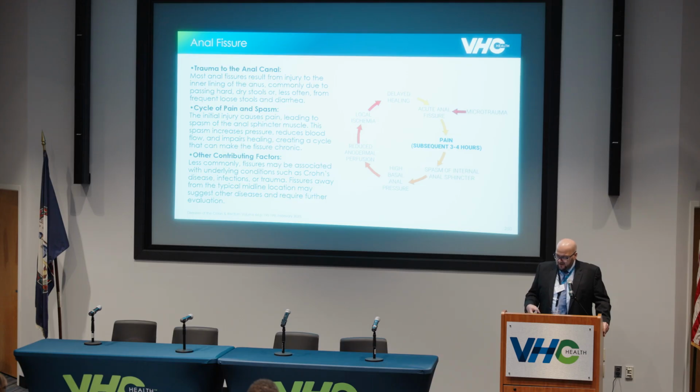So you have the tear when you have the bowel movement. You have pain mostly for the subsequent 3 to 4 hours. Because of the pain and the inflammation, you start to develop spasm of the internal anal sphincter, and so you develop a high basal anal pressure. This increased pressure decreases the perfusion of the area where the fissure is, which typically is midline anterior, midline posterior, and local ischemia causes a delayed healing. And so that's what causes the chronicity of this problem.